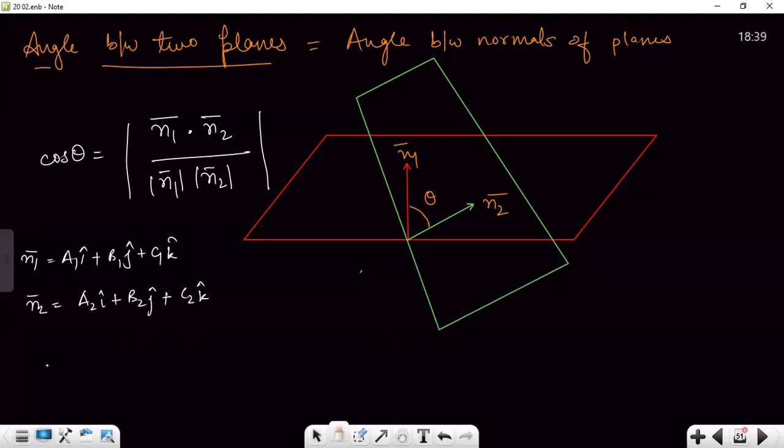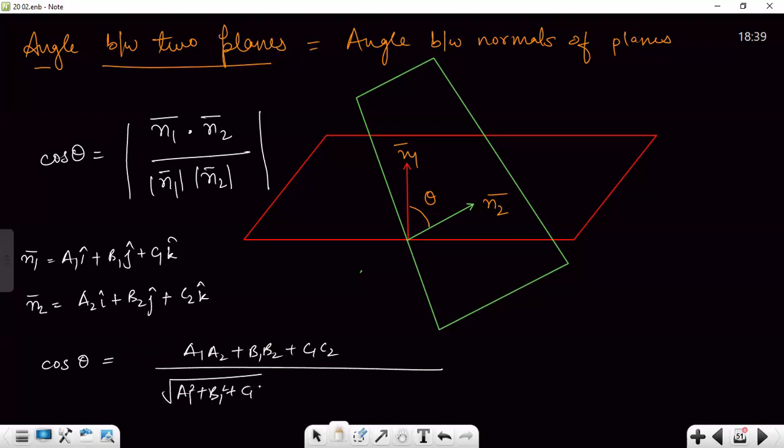So here cos theta will be the simple dot product A1 A2 plus B1 B2 plus C1 C2 divided by the square root of A1 whole square plus B1 whole square plus C1 whole square, times the square root of A2 whole square plus B2 whole square plus C2 whole square, and whole modulus. So this is the formula of cos theta.